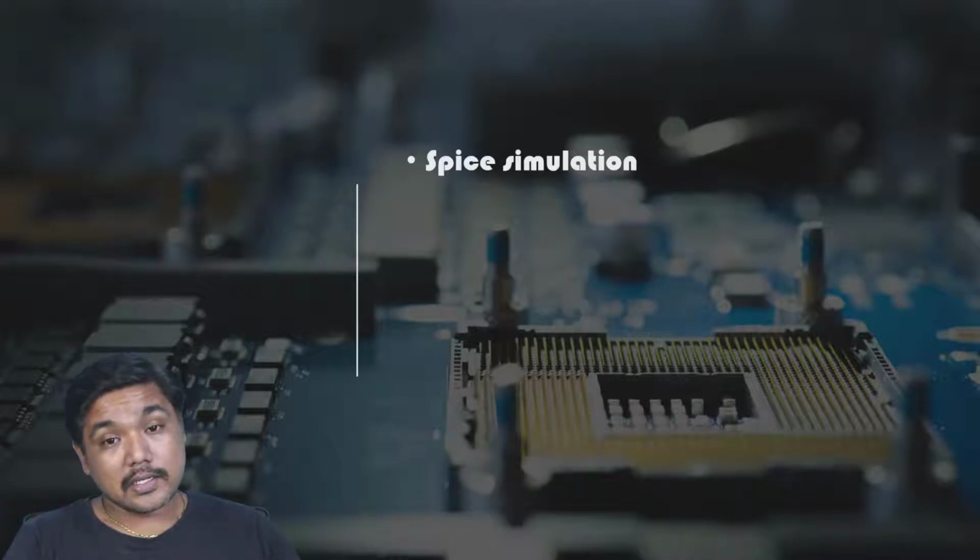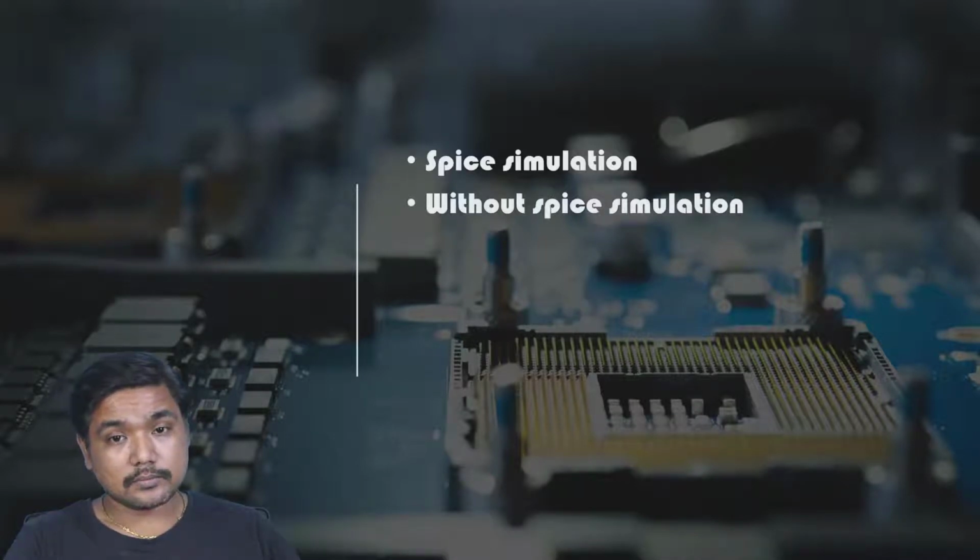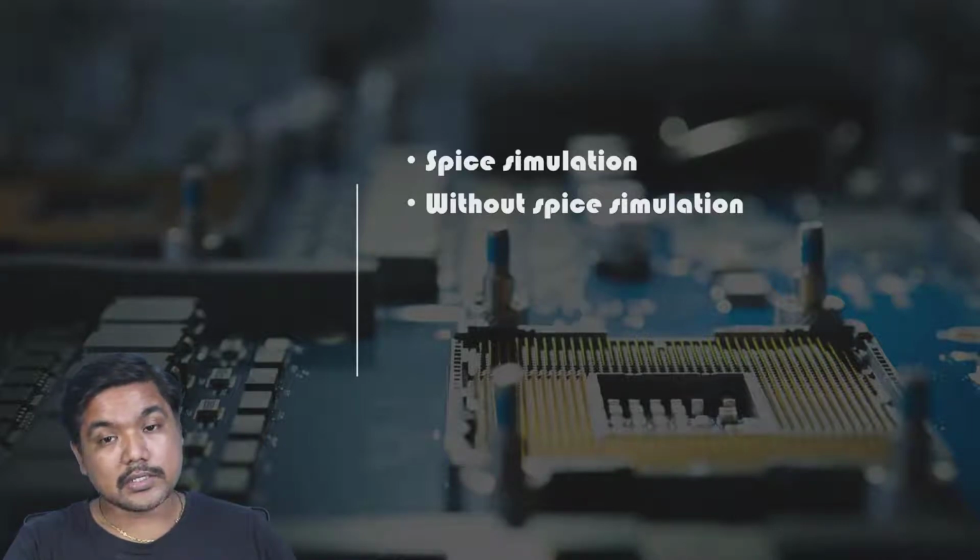The second category of simulation is without SPICE simulation, where we don't have any physical parameters. A particular resistor will be a resistor, but it won't vary with temperature, whereas in SPICE simulation it will. So this is how I have categorized it.